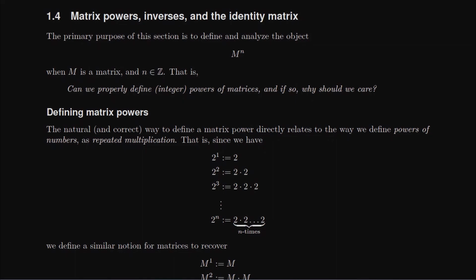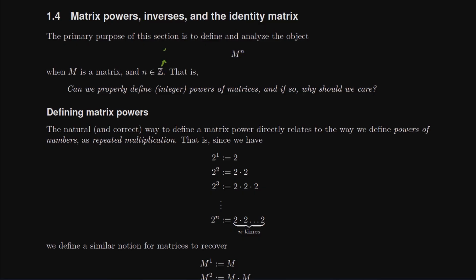We'll be on to section 1.4, matrix powers, inverses, and the identity matrix. In reality, both inverses and the identity matrix are versions of matrix powers. And so we really are just looking at matrix powers today. So we're trying to analyze this object, some matrix M to the power n. And today we're going to restrict the power n to be an integer.